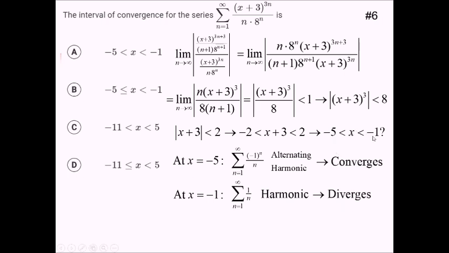My final interval of convergence then is going to be negative 5 less than or equal to x less than negative 1. And that is going to be answer choice B.